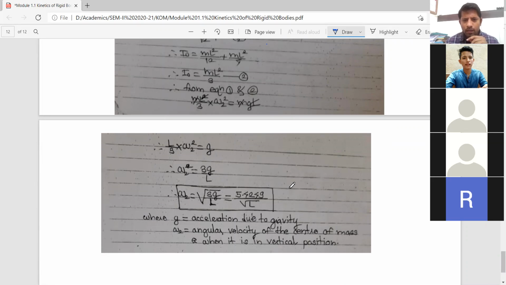Where L is in meter. Because to solve this 3g, you put the value of g as 9.81 meter per second square. Since you have put meter per second square, you must also put L in meters. The answer is in radian per second.